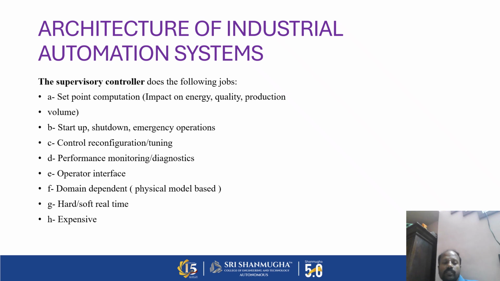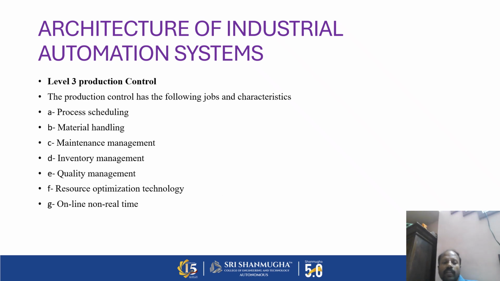The supervisory control does the following jobs: set point computation, startup, shutdown, emergency operation, control reconfiguration and tuning, performance monitoring and diagnostics, operator interface; domain dependent, hard, soft, real-time, expensive. These are the jobs that can be taken care of by the supervisory control. Level 3 is the production control, which takes care of process scheduling, material handling, maintenance management, inventory management, quality management, resource optimization technology; online, non-real-time process.